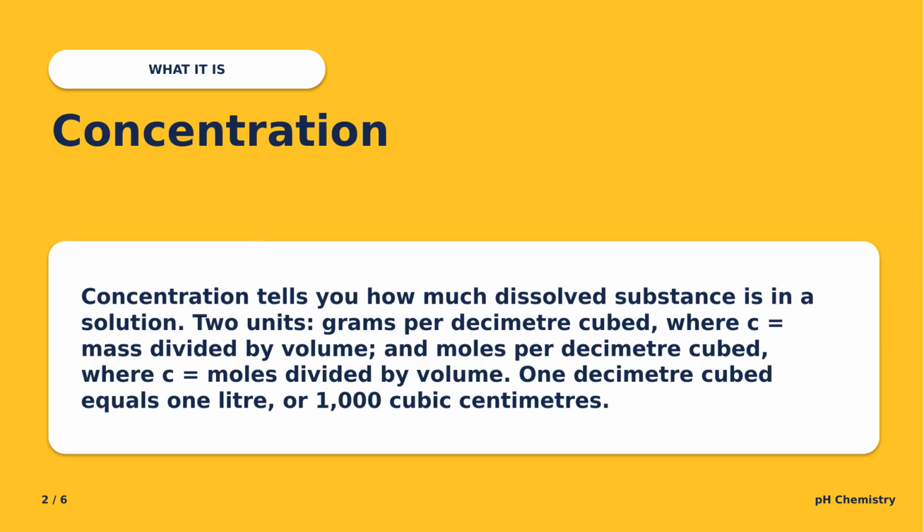Concentration tells you how much dissolved substance is in a solution. 2 units: grams per decimeter cubed, where C equals the mass divided by volume, and moles per decimeter cubed, where C equals the moles divided by volume. 1 decimeter cubed equals 1 litre, or 1,000 cubic centimeters.